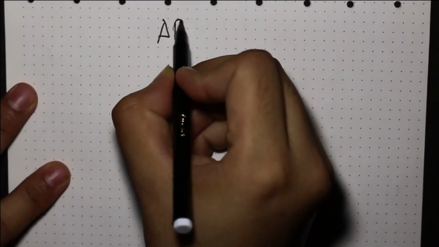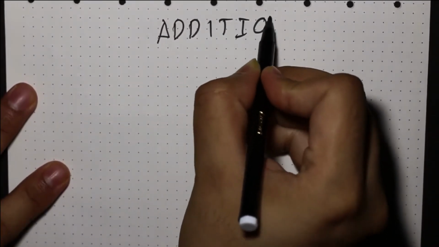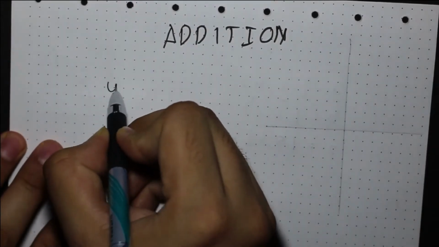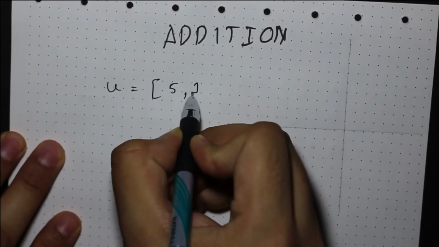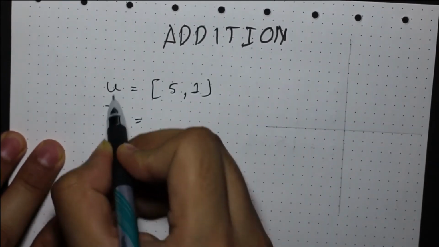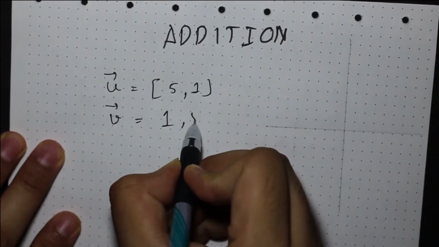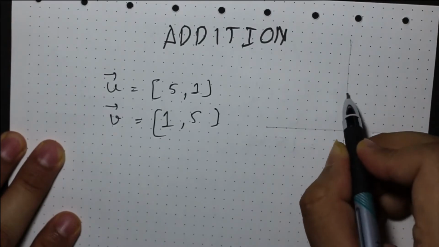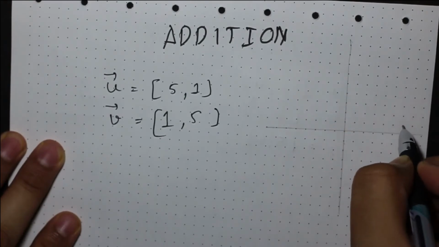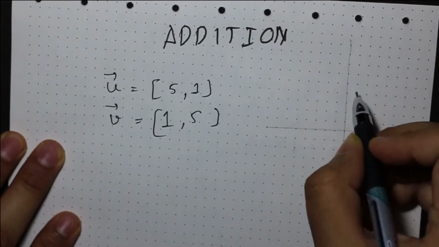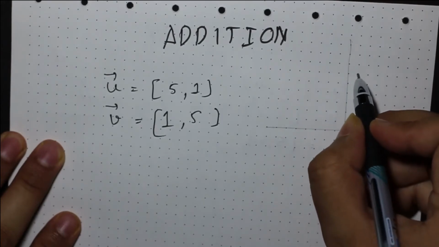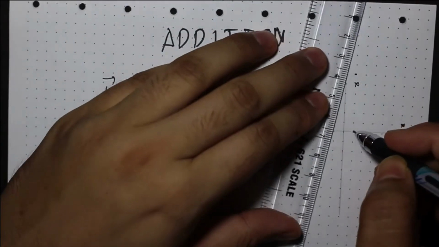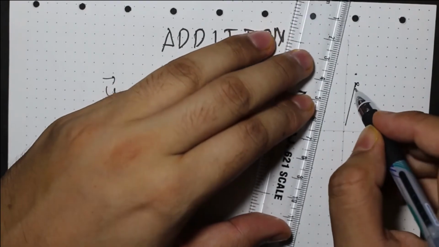Now let's talk about vector addition. Let's say we have one vector u that is 5, 1 and we have another vector v that is 1, 5. Okay, so we'll plot this u vector here. So first is 5, 1, so this will come around here. Now 1, 5 will come around here. Now these are my two vectors.